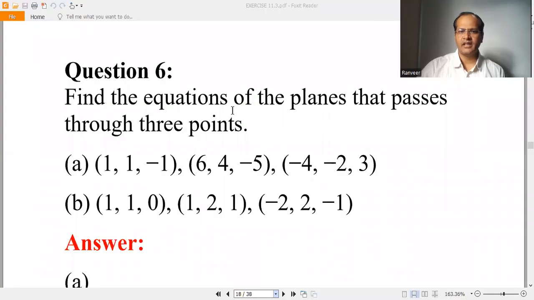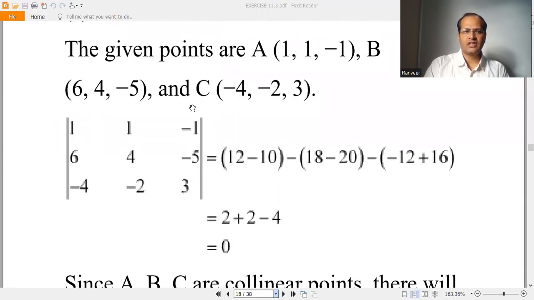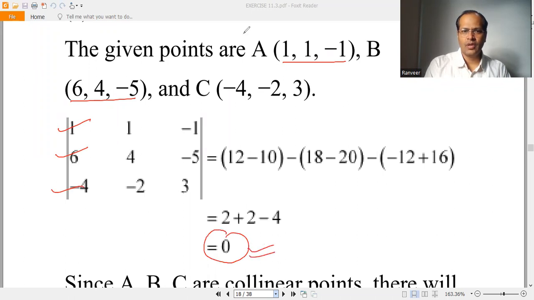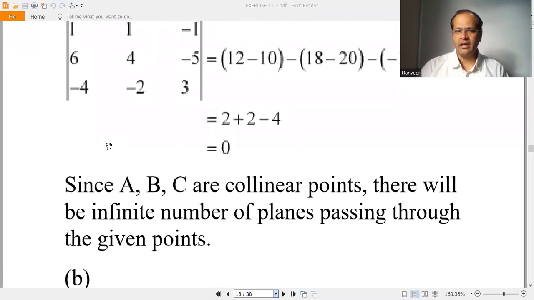Question number 6. Find the equation of the plane passing through 3 points. So in this type of question, what do we have to do? First of all, we have to find the determinant value. So the given points, suppose A, B, C we can take, and first of all we have to find the determinant value. 1, 1, minus 1 we write in the first row, 6, 4, minus 5, and minus 4, 2, 3. After finding the determinant value, we get 0. The meaning of 0 is that A, B, C are collinear points. So there will be an infinite number of planes passing through the given points.